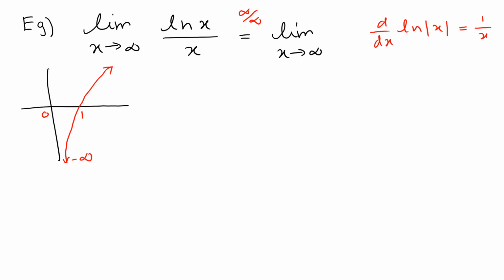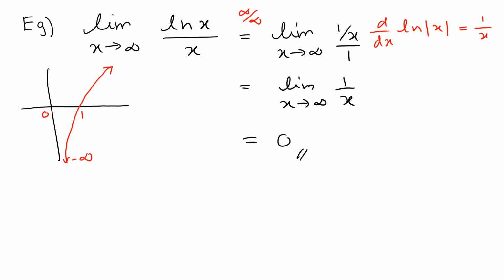So that means the top becomes just 1 over x, the bottom is 1. So if you want, you can rewrite this one like that, and you can see when x goes to infinity, the denominator gets larger and larger, so that means it's going to be 0. So the answer is 0.